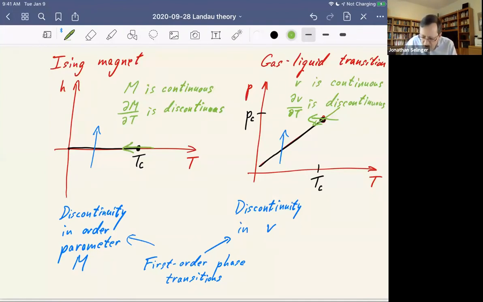In these situations, right, these would be called second order phase transitions. So in both of these phase diagrams, there's a first order transition everywhere along the black line, except right at the critical point. Right at the critical point is the second order phase transition.